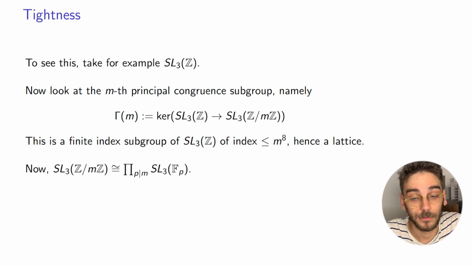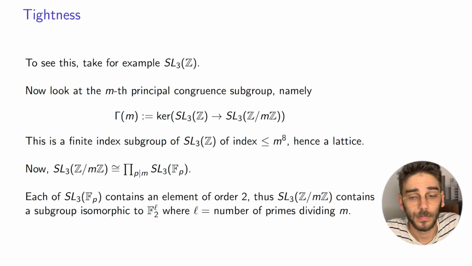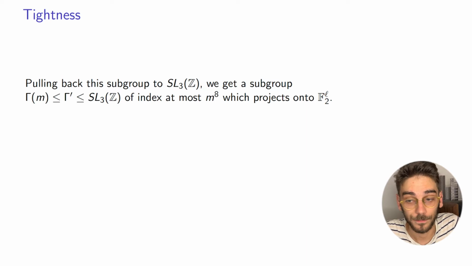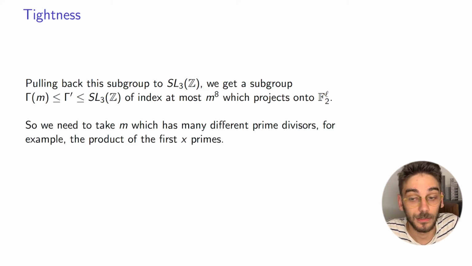And now SL3 with coefficients in Z modulo mZ is isomorphic to the product of SL3 F_p for every p which divides m. But now each of the copies of SL3 F_p contains an element of order 2, and so SL3 Z modulo mZ contains a subgroup which is isomorphic to F2 to the L, where F2 is the field with two elements, and L is the number of primes dividing m. If we pull back this subgroup to SL3Z, we get a subgroup gamma prime, which sits between gamma m and SL3Z, and has index at most m to the 8th, and it projects onto F2 to the L, which has rank L.